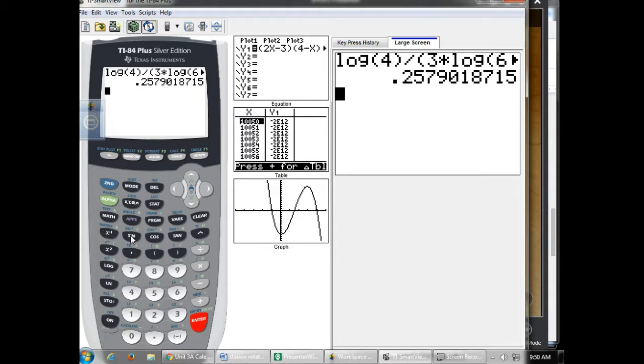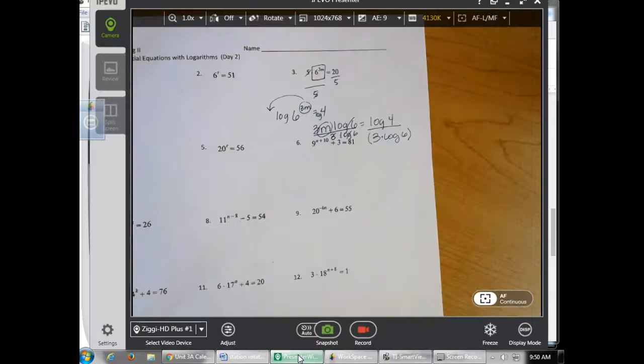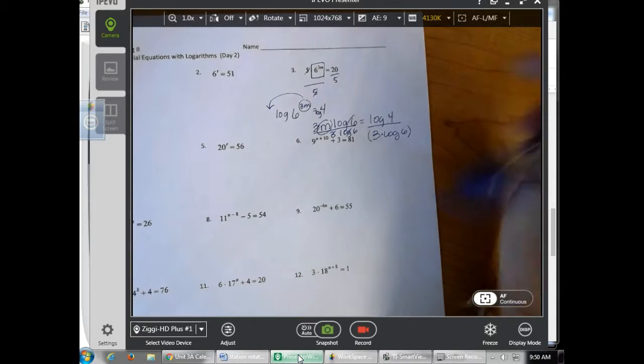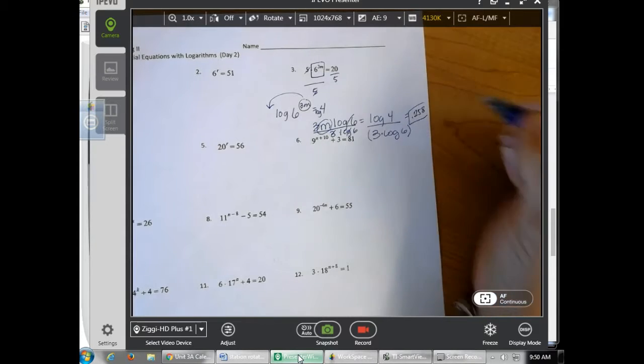Now, if I did this in 2 steps, I just want to show you you get the same answer. So log of 4, and I could first divide that by 3, and then divide that by the log of 6. So if you do it in 2 steps, you're still going to get 0.258. So that would be your answer, 0.258. So that is how you do one like that.